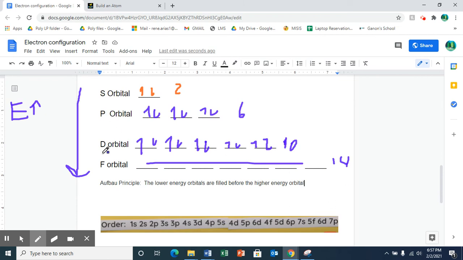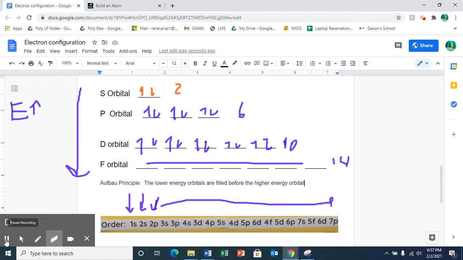So what's the order in which these are filled? We start with our 1s orbital. We fill that up, then we fill up to our 2s, 2p, and so forth, all the way to 7p. You can try to remember this, but it's probably a little bit too difficult, too long. I'm going to give you a way that we use the periodic table to figure out which electrons are in which orbitals for every element.